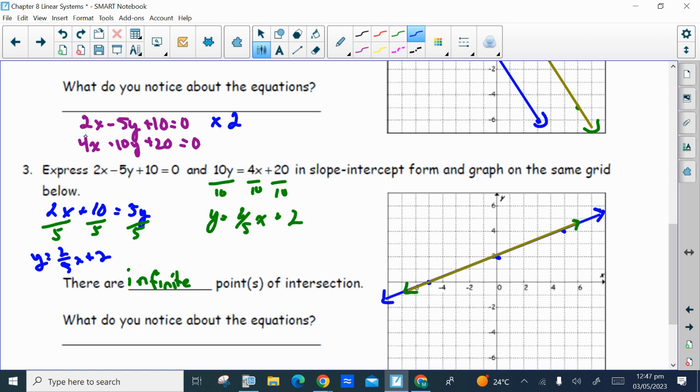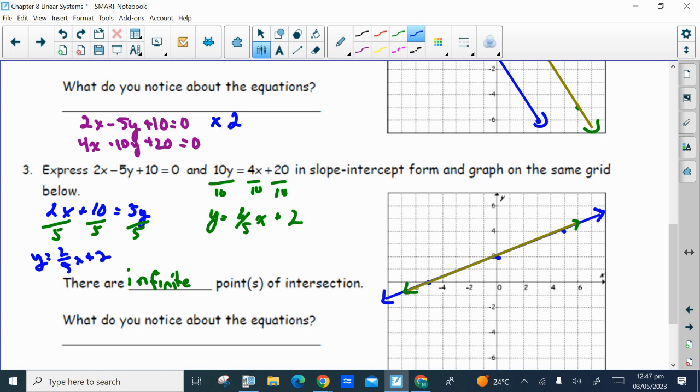2x times 2 gives you the 4x. Negative 5y times 2 gives you negative 10y. 10 times 2 gives you 20. If you multiply all the terms in the first equation by 2, it exactly gives you the second equation, which means that these two equations are multiples of each other. Every term is the same multiple when you compare the terms. That is the reason why there are infinitely many solutions.